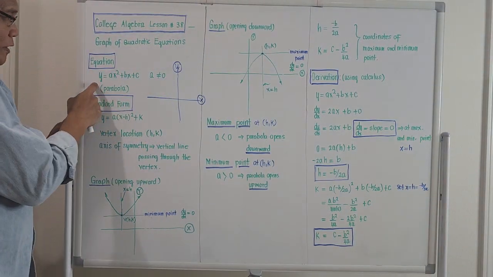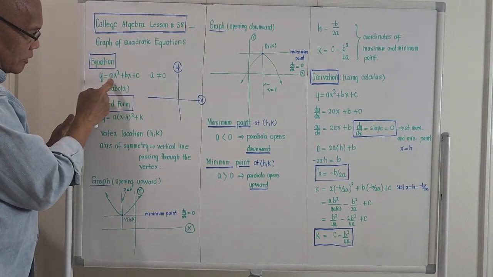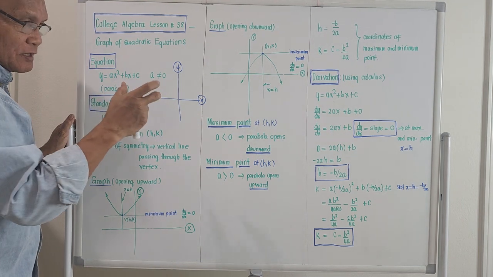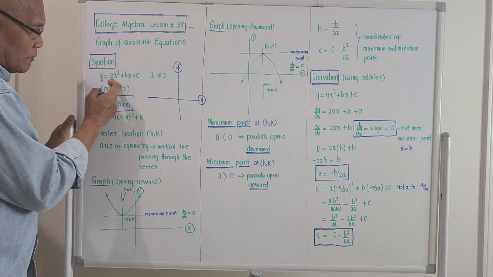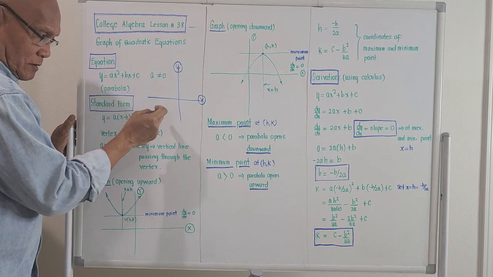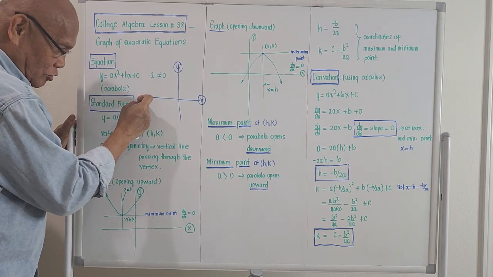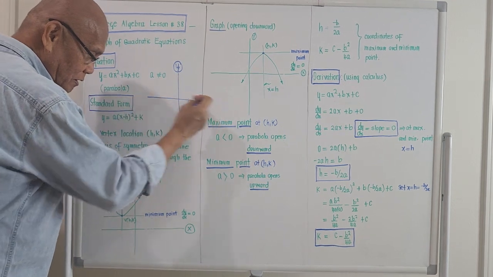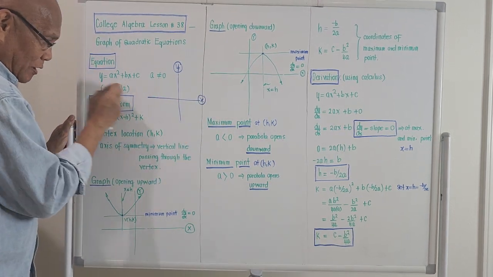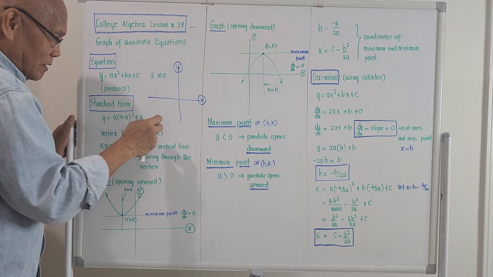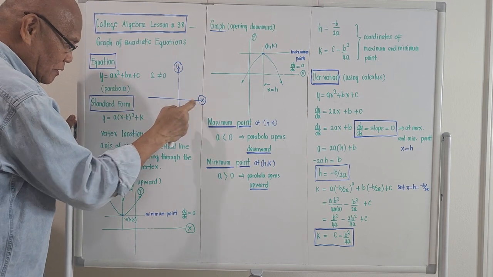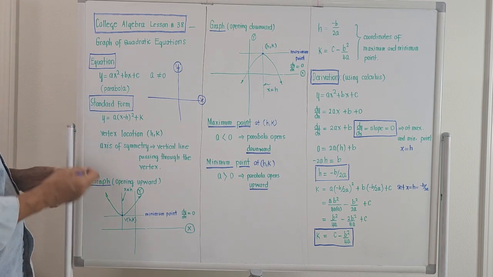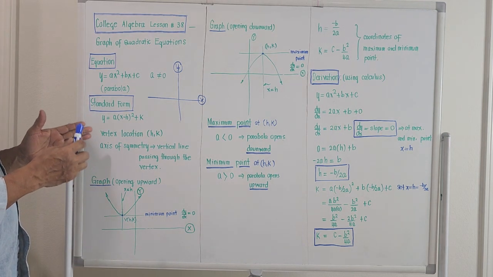The equation y equals ax squared plus bx plus c is a parabola. The variable on the left is y, the variable on the right is x. So x should be plotted along the horizontal, and y should be plotted along the vertical. This is termed the ordinate, and this is termed the abscissa. Okay, let's try to bring out the so-called standard forms.